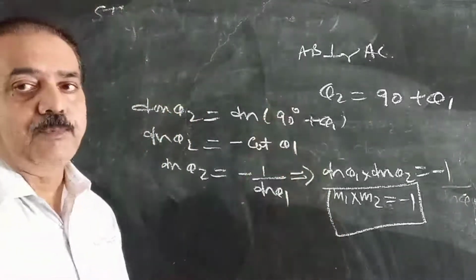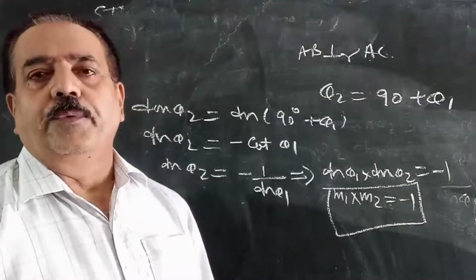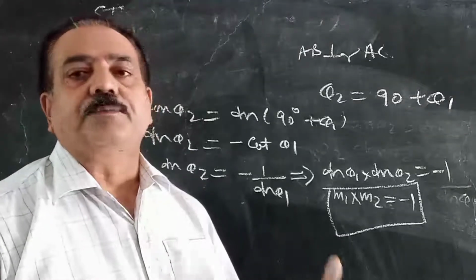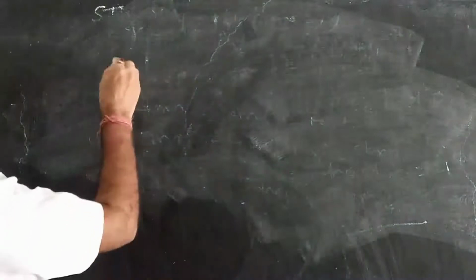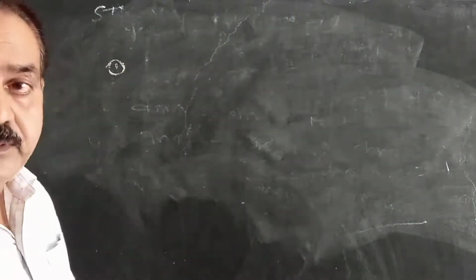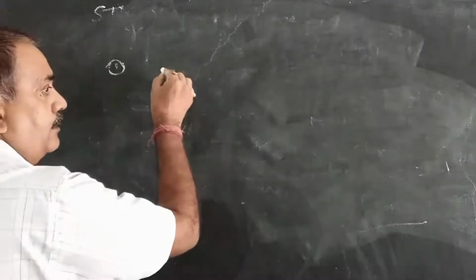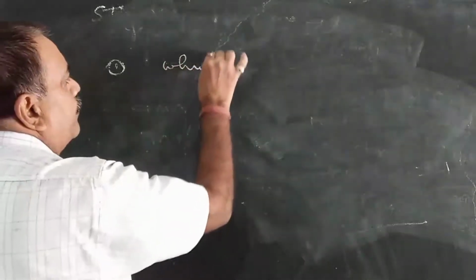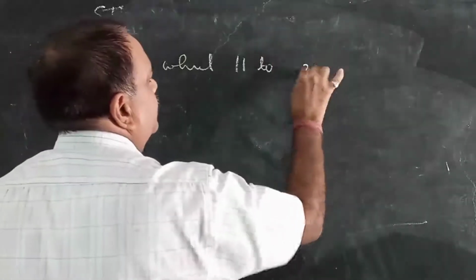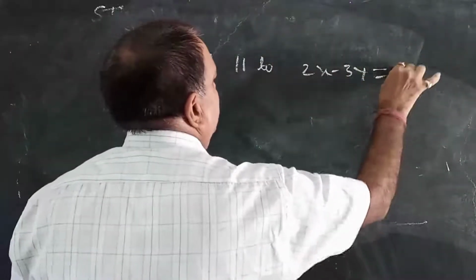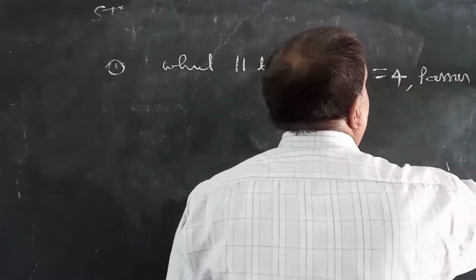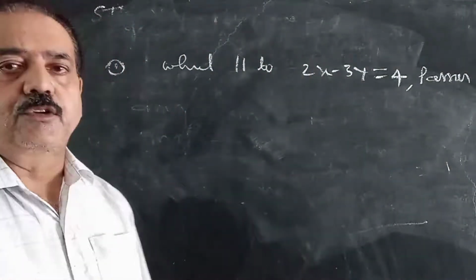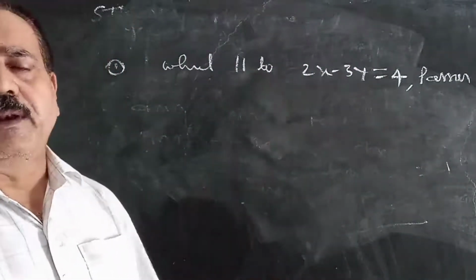By using this concept and the above 3 formulas, we have to solve the questions of this exercise also. The same 3 forms you have to use. Now suppose the question is: find the equation of a line which is parallel to the given line 2x minus 3y equal to 4 and passes through 1 and minus 2. Listen to the question. What is the question?